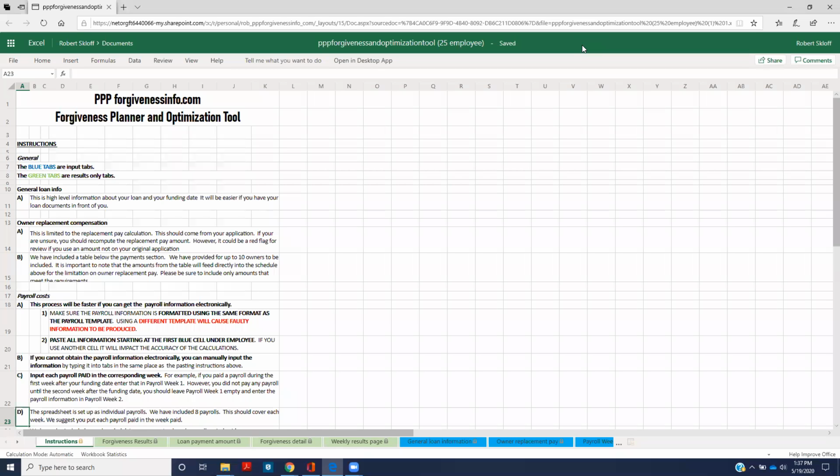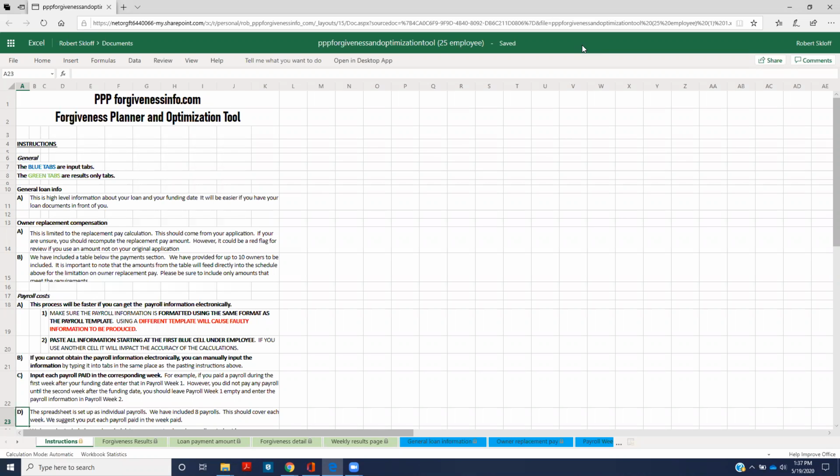This is your first step in taking control of your PPP compliance. Remember, entering accurate information into the tool is essential to make sure you're accurately estimating and maximizing your forgiveness correctly. Don't worry, entering payroll into the tool is easy.